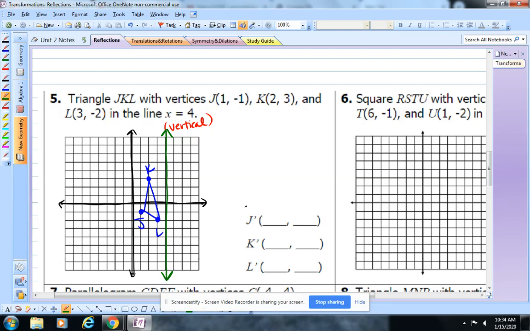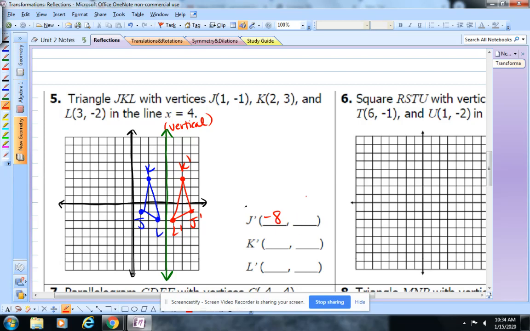So L prime will be 1 space over. J prime will be 3 spaces over. And K prime will be 2. And then you're just going to have to count up your ordered pairs. So that's going to be 6. And just keep in mind it's negative 8 to positive 8 in all directions. So that's going to be negative 8.